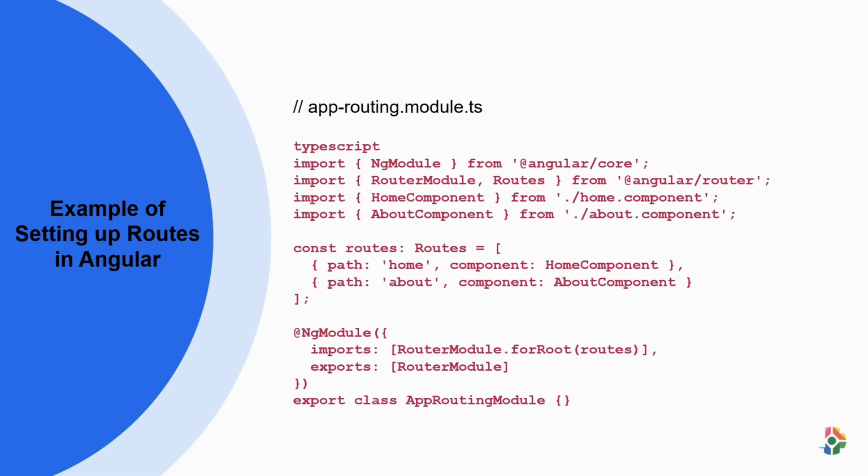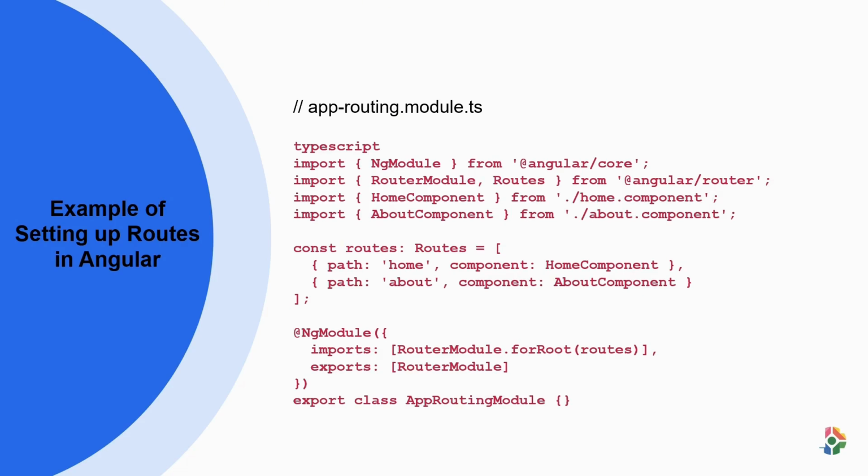It imports the configured routes using RouterModule.forRoot(routes) and exports the RouterModule to make the routing functionality available throughout the application. This setup enables navigation within the Angular application by mapping specific URLs to corresponding components.